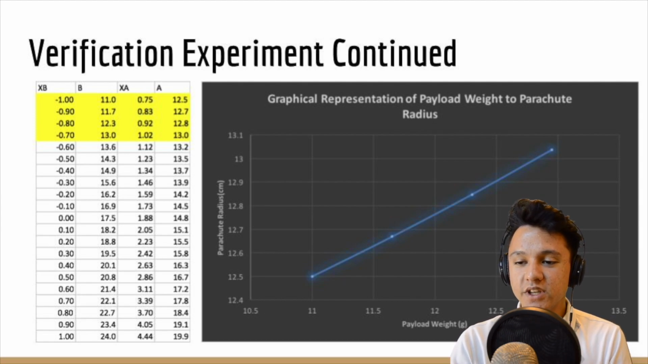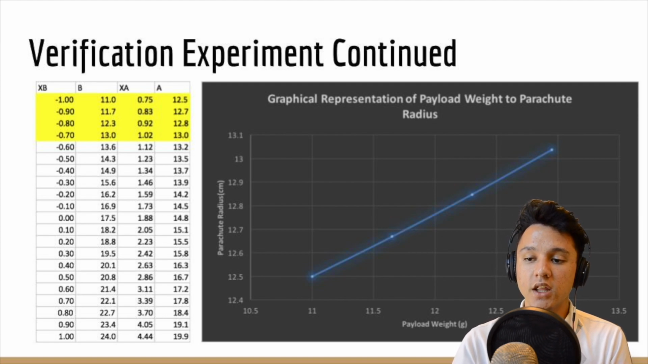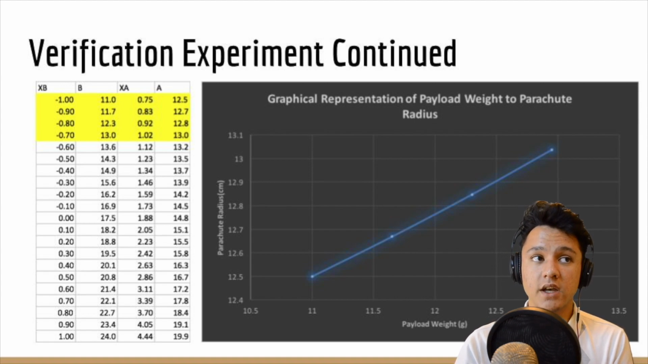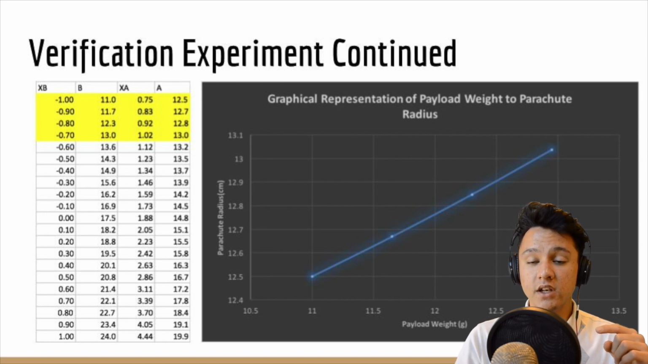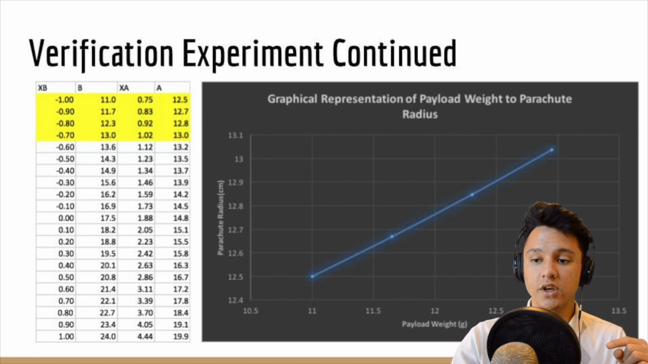So what we did here is we made a scale, from -1 to 1. And then what I did was I went for B, I did 11 to 24. So the AA battery weighs 24 grams, and then the AAA battery weighs 11 grams. And what I did was I did 24 minus 11, and then that gave the weight in between there, and then I believe I divided it by 20 spaces.